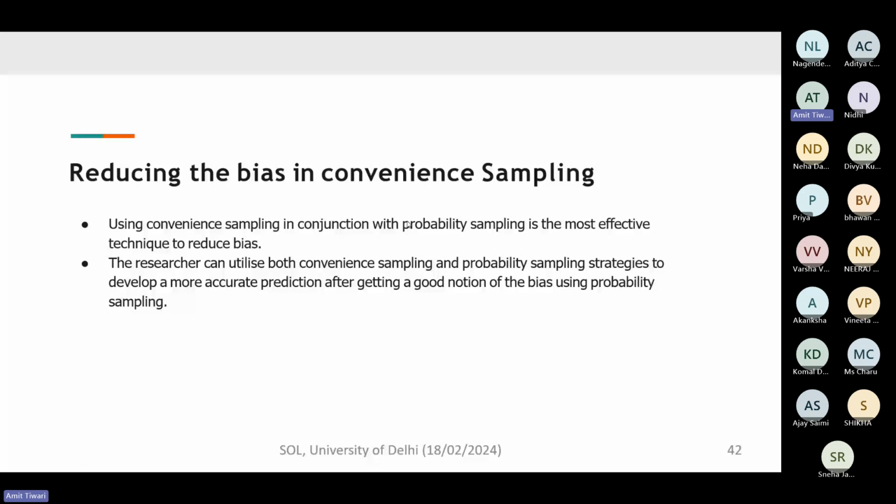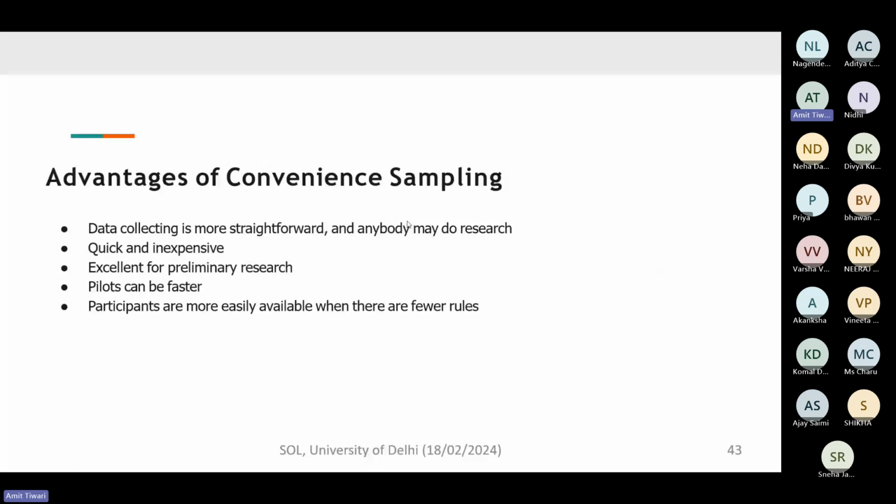Of course, there are so many advantages of convenience sampling. It takes less time and is less expensive. Data collection is more straightforward. If you are choosing data from the convenience sampling method, you can talk only to those people who will respond to your survey. I have seen many people doing research who go by the convenience sampling method, because this is fairly easy for them. Of course there are challenges.